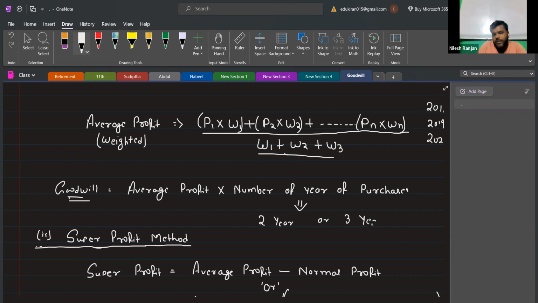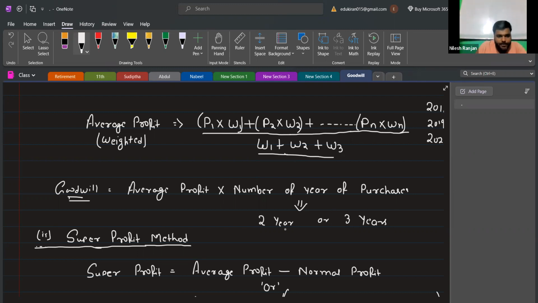Actually, this number of years of purchase, let's say it is given as 2 years or 3 years. It means without any additional effort, we can earn the same profit for 2 years, or for 3 years. We have to do the same work that is going on in the business, and we will get the same profit for 2 years. If we have to maintain the profit after 2 years, then we have to put some additional effort into the business. This is why the number of years of purchase is multiplied by the average profit.